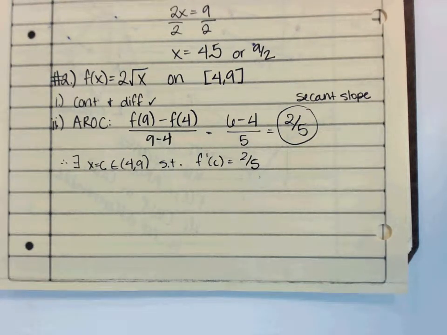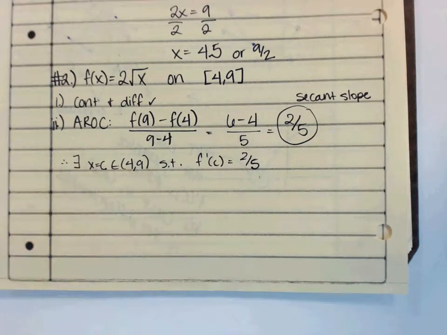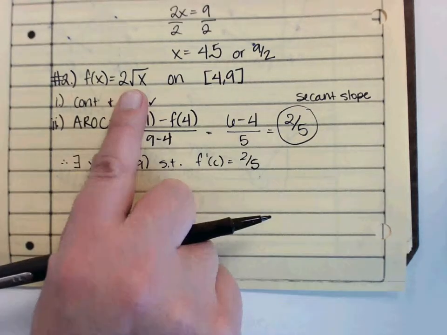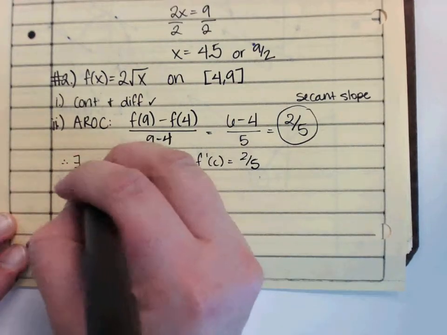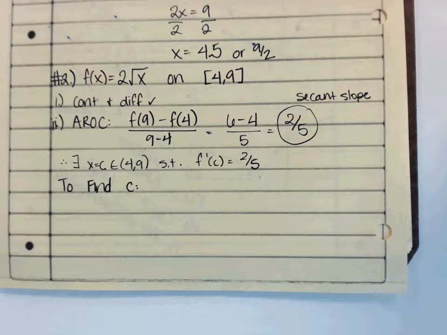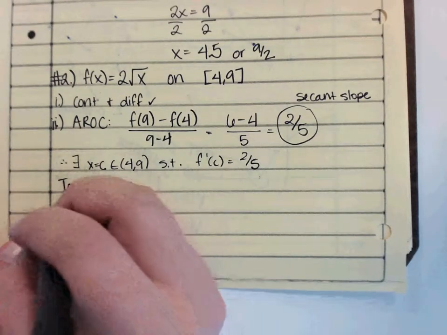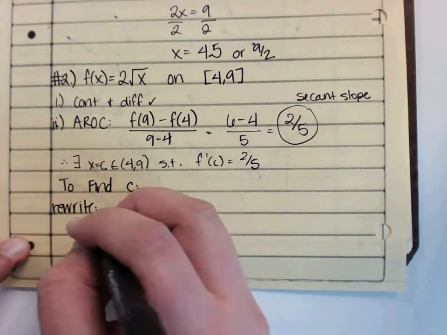Now let's say I wanted to find it. What would I do? I would take the derivative, set it equal to 2/5, and then solve. Where should your answer be? Between 4 and 9. So let's do it. Now, if this is a square root, we're going to need a rewrite. So I'm going to put here, to find c. Okay, I'm going to rewrite 2 square root x as a what? 2x to the half. Good.